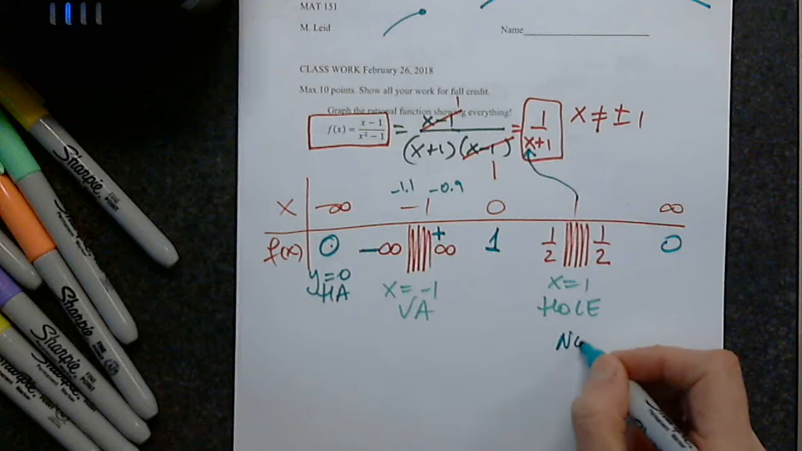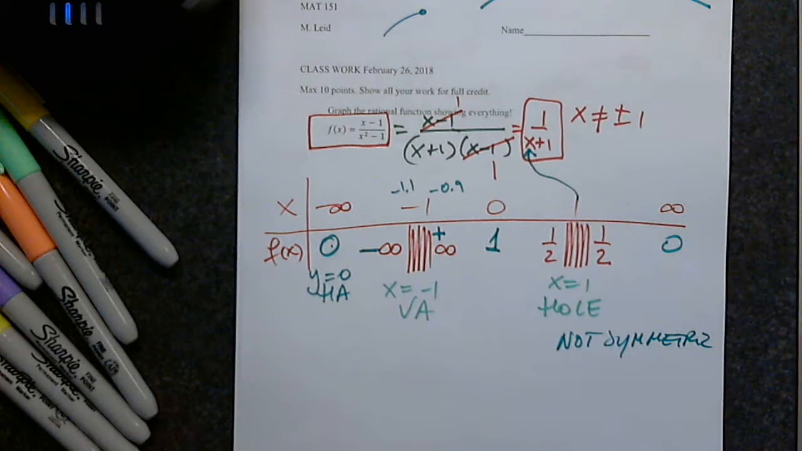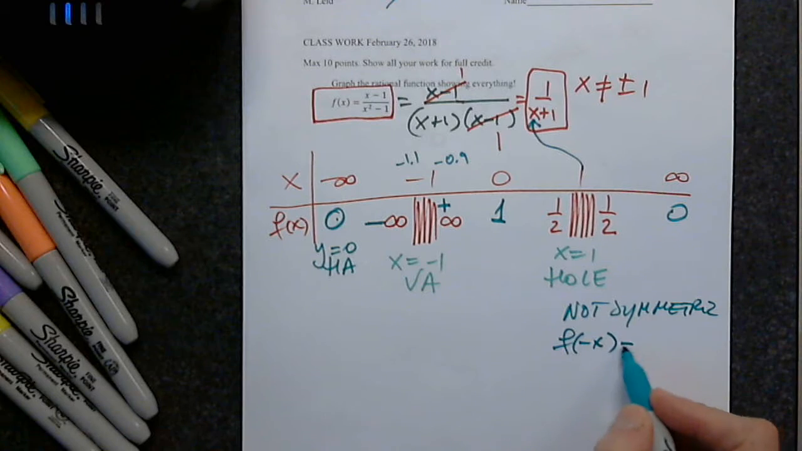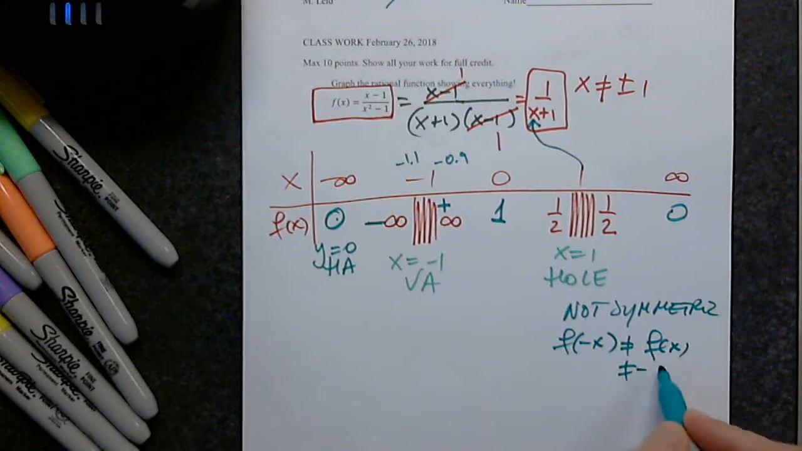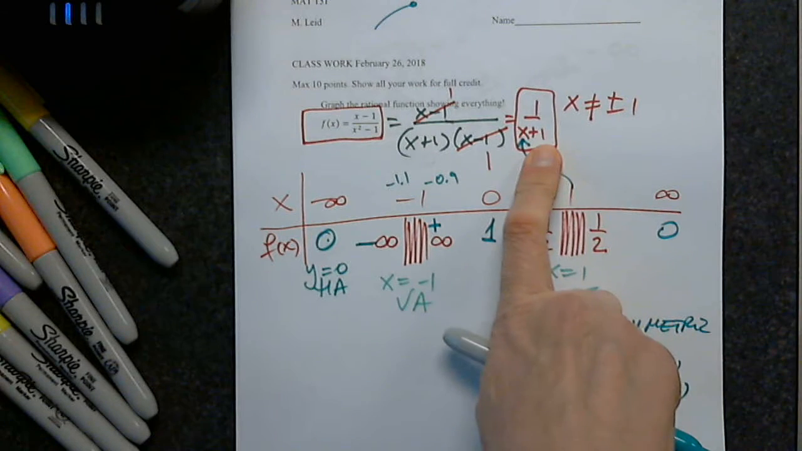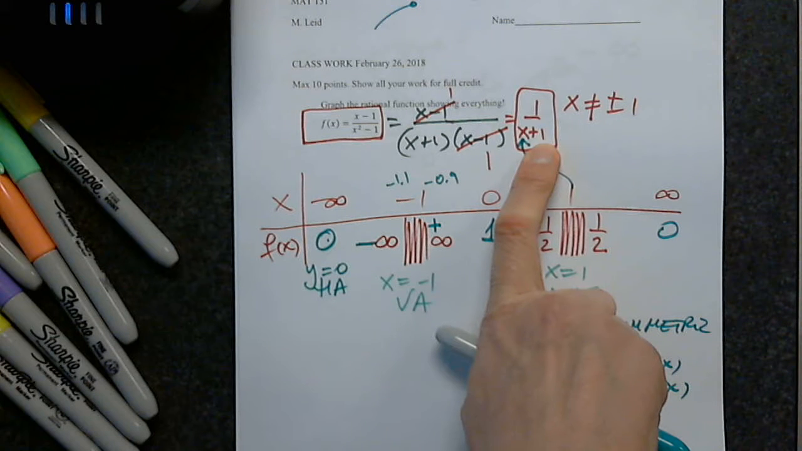Please. So not symmetric. I have to write to show my professor that I know that this is part of graphing, but since f of negative x definitely does not equal f of x, and it does not equal negative f of x, I'm safe. I know how to graph this. It's a shift of what function? Right, with a hole at 1.